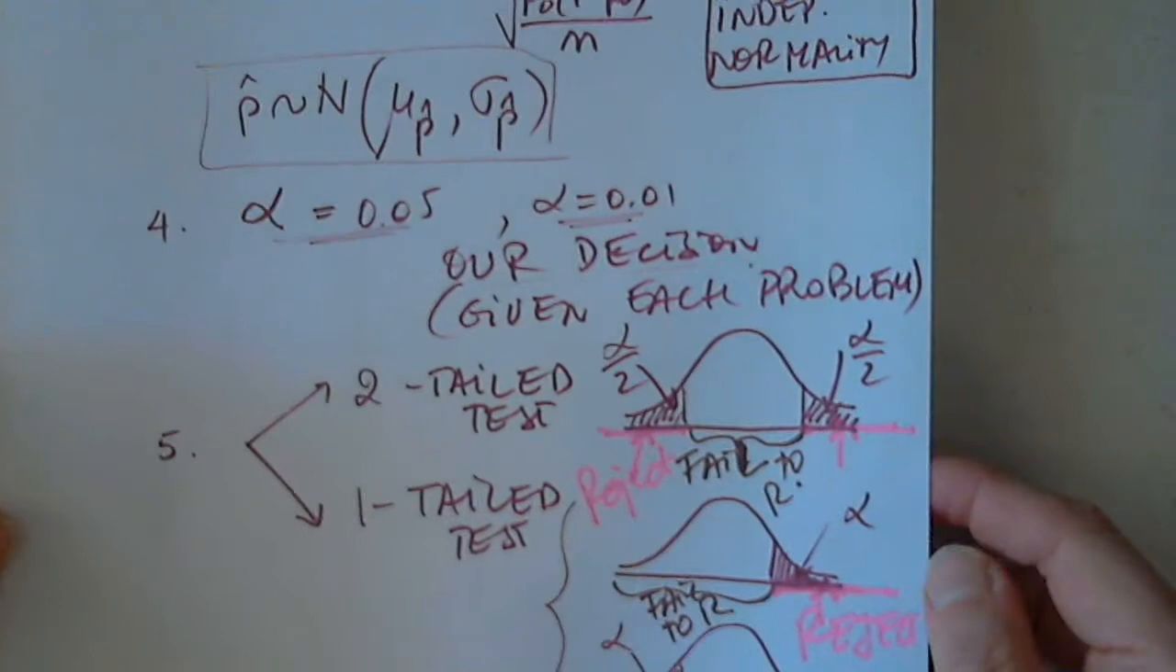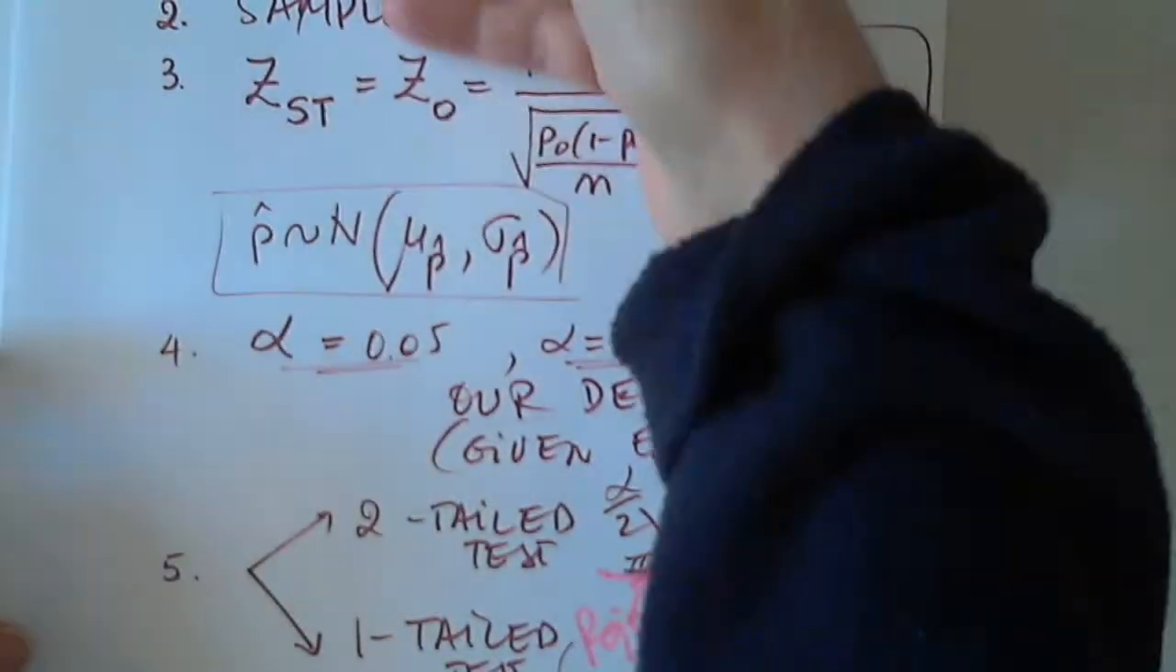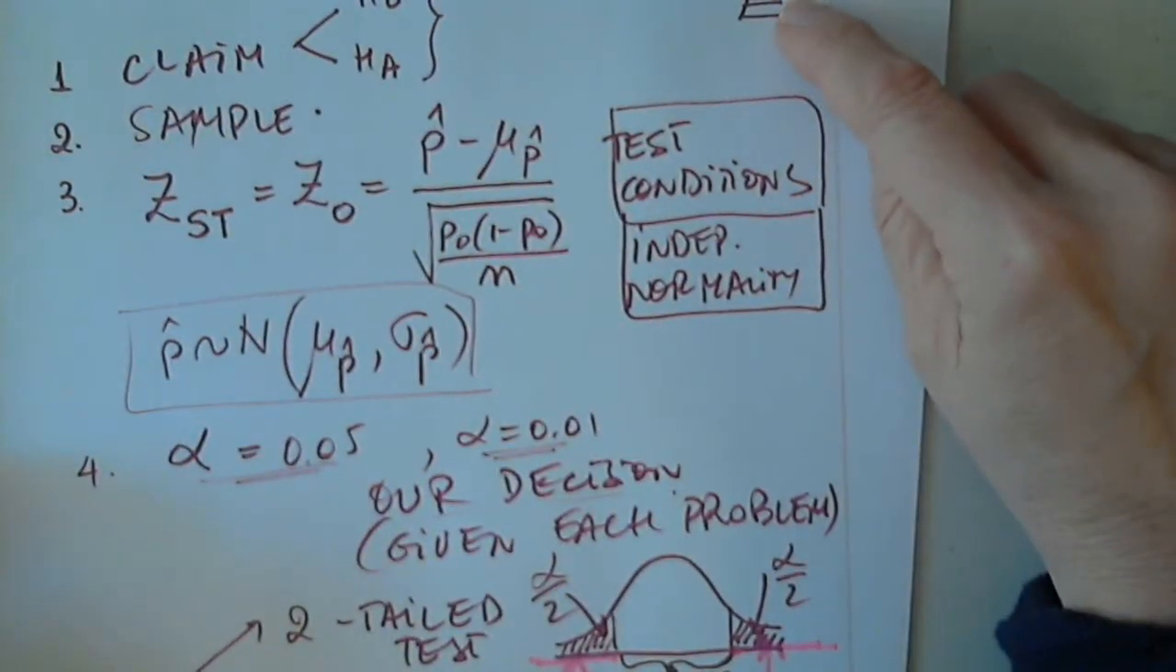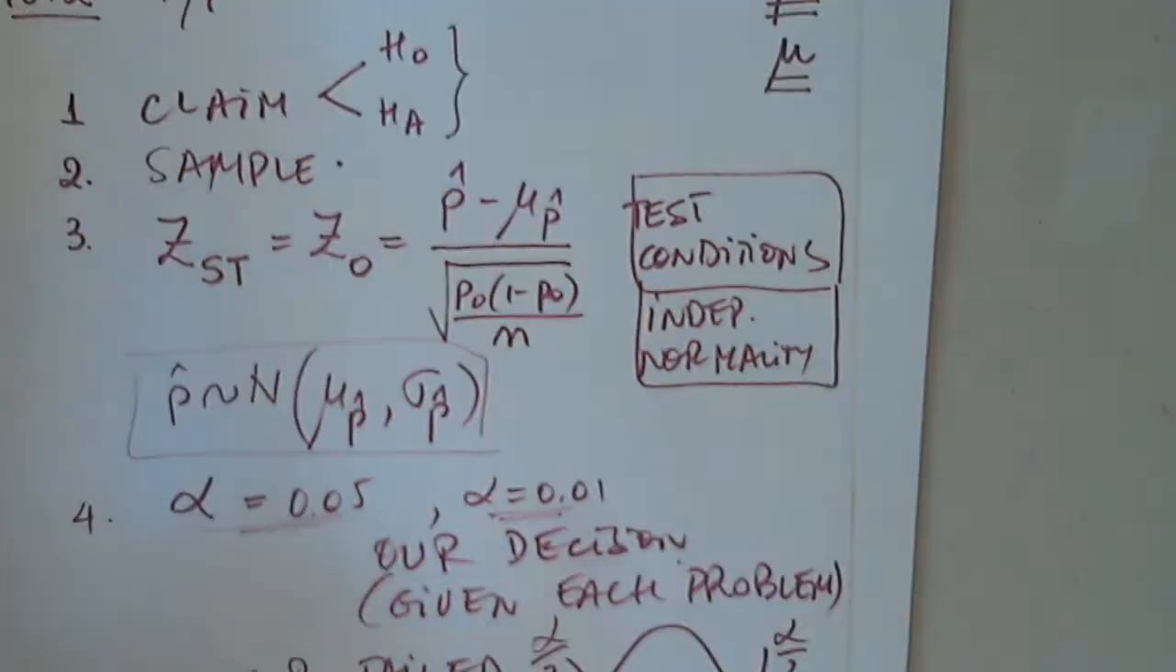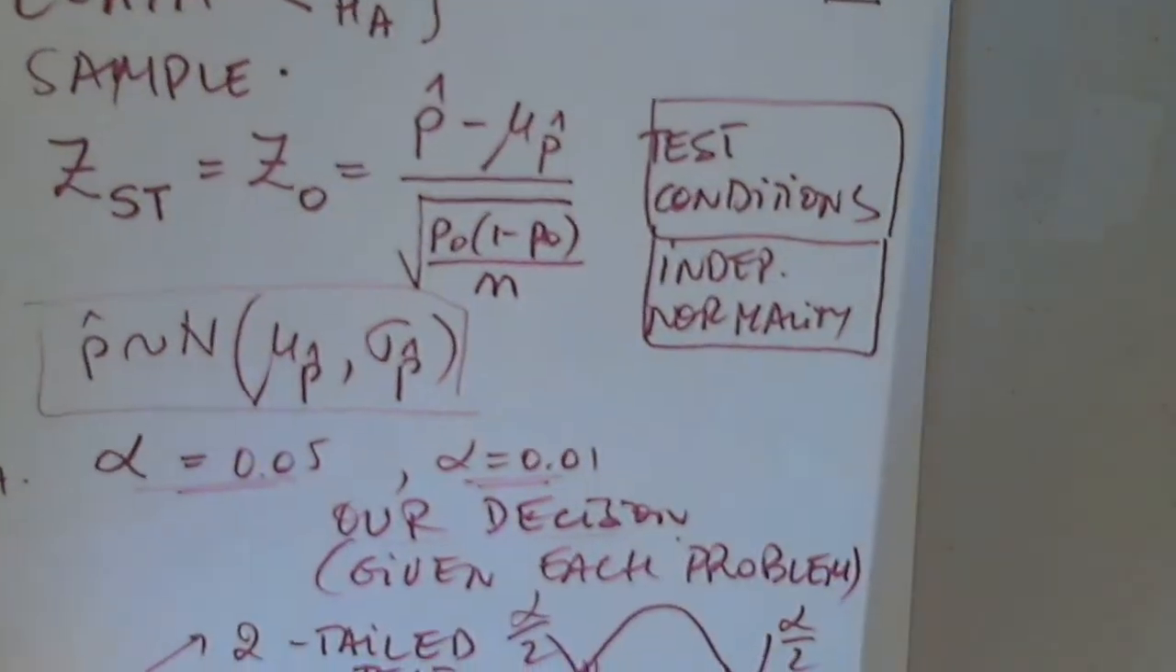Okay, any questions right now? This is the exact same procedure for mu. Exactly the same procedure. Okay, so let me put this away for now, and let's start with our first example.